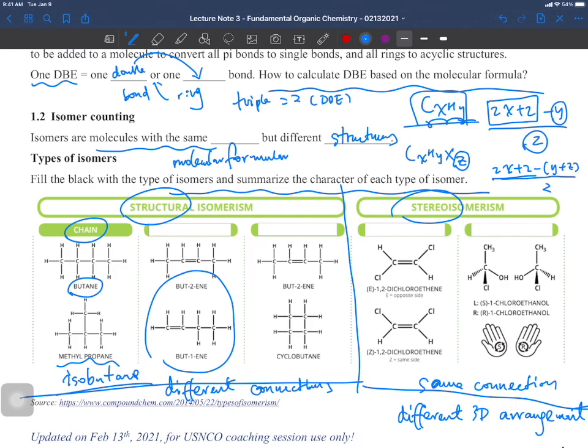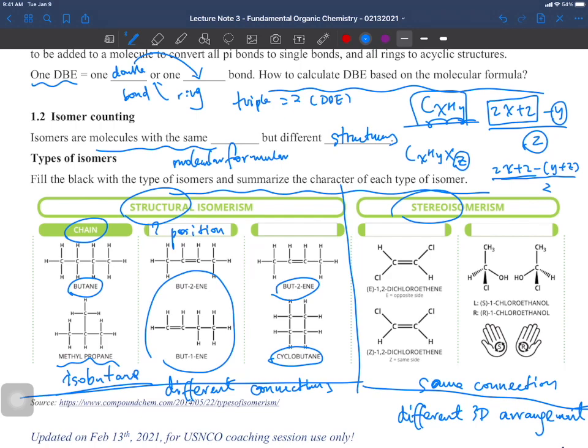Okay, so what can be a good name for these two isomers, since they have the same chain? The chain is the same: 4 carbons in a straight chain, no branches. But you can see the position of the C=C double bond is different, right? What can be a good name to summarize? Can we just call it positional or position isomer? Makes sense, right?